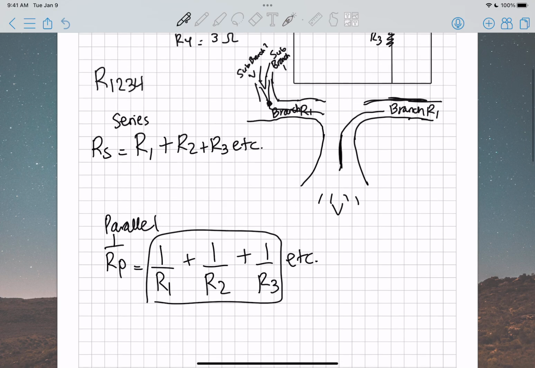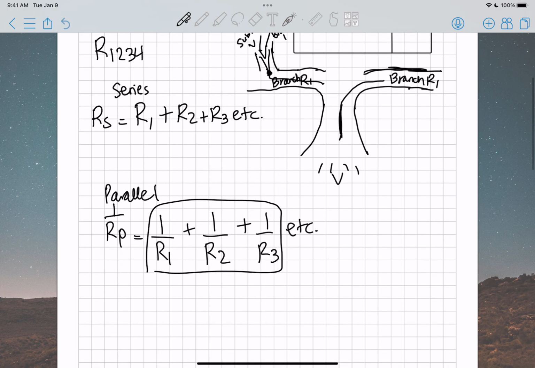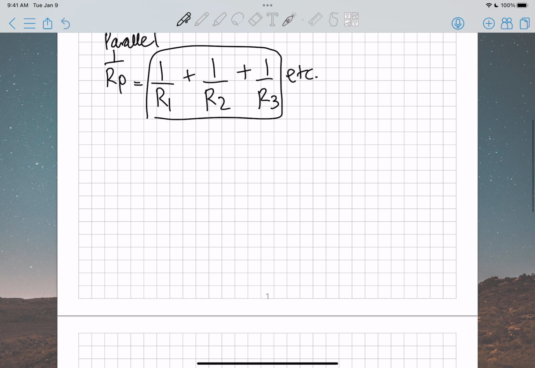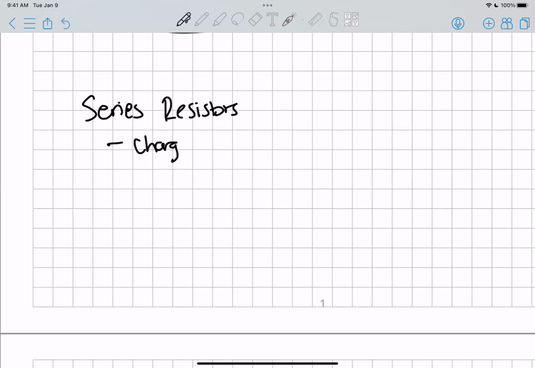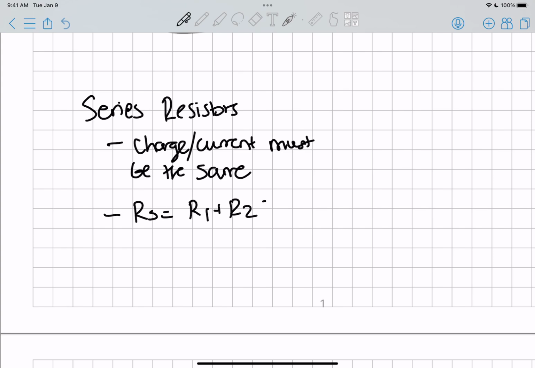Now, there's a couple rules that you have to keep in mind as well, right? A couple rules you have to keep in mind. So for series resistors, you have charge / current must be the same across them, right? There must be no branching off of the current, no splitting off of the current. The current must be completely conserved between resistors that are in series with each other, right? So the charge or the current must be the same. The resistance, we said we can add it up like that.